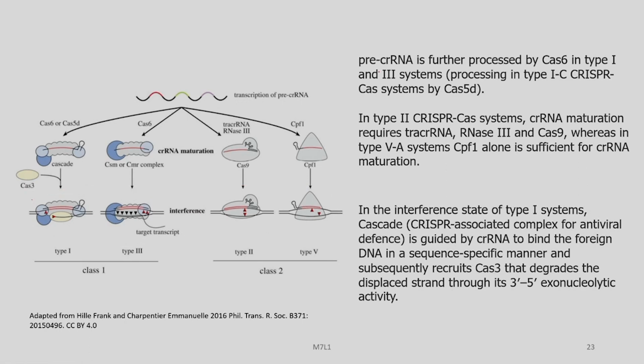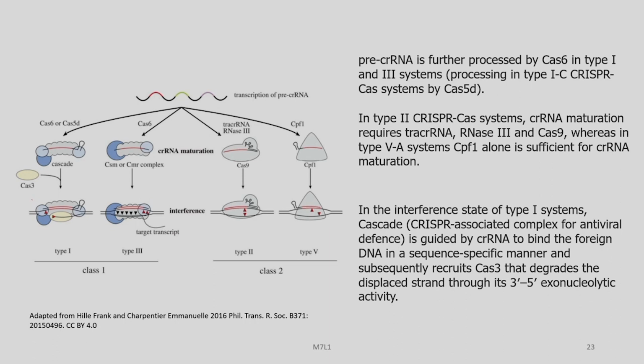As already told to you in this description of the figure, this pre-CRISPR RNA is further processed by Cas6 in type 1 and 3 systems. In the type 2 CRISPR-Cas system, CRISPR RNA maturation requires the tracrRNA, RNase III and Cas9, whereas in the type 5A system Cpf1 alone is enough for CRISPR RNA maturation.